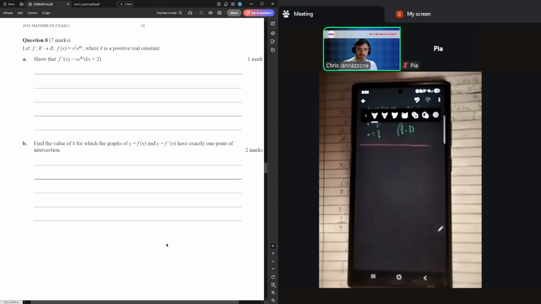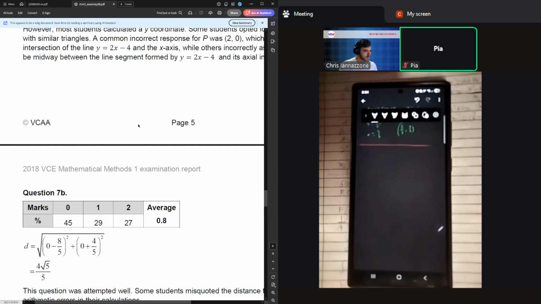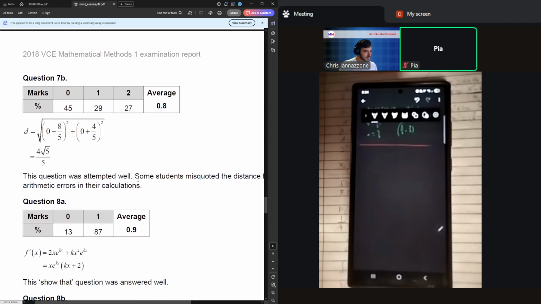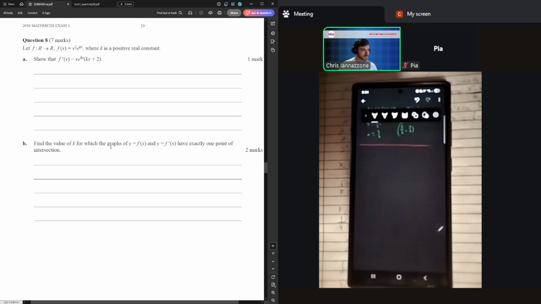Do you want to finish up the full product rule, or are you happy enough with how that's going to work and eventually get to here? Yeah, I'm happy. Cool. I guess all you would have had to do is a bit of factorizing once you have your product rule, understanding that you need to make it look like exactly what they have there. But okay, part B: find the value of k for which f and f dash intersect exactly once.